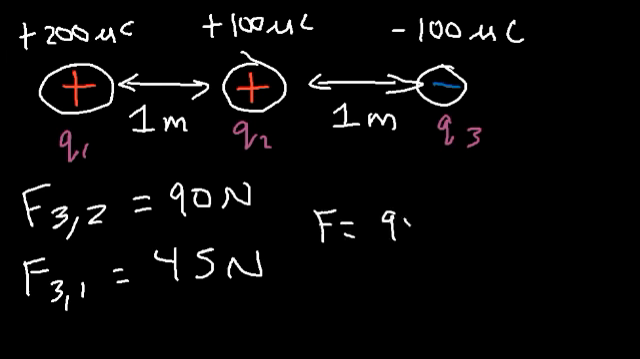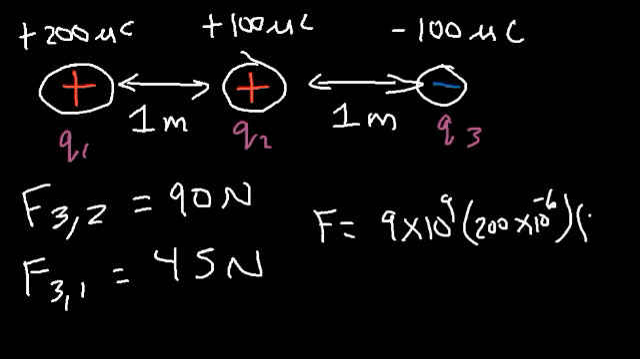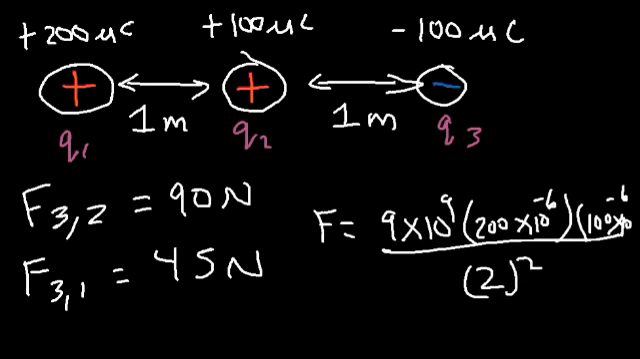But using the equation, it's going to be 9 times 10 to the 9 times Q1, which is 200 times 10 to the minus 6, times Q3, which is also 100 times 10 to the minus 6, divided by 2 squared. So 9 times 10 to the 9 times 200 times 10 to the minus 6 times 100 times 10 to the minus 6, that's 180 divided by 2 squared, or divided by 4, and you do indeed get 45.